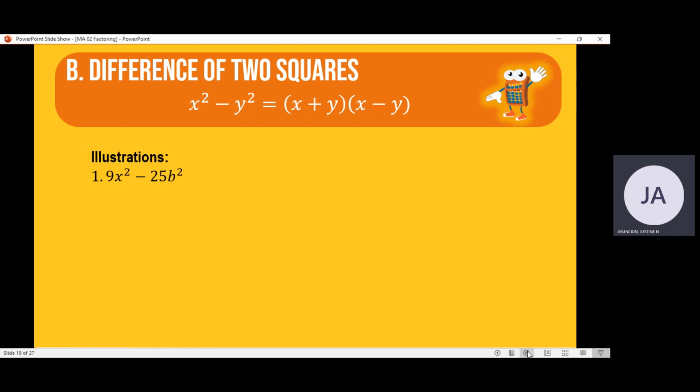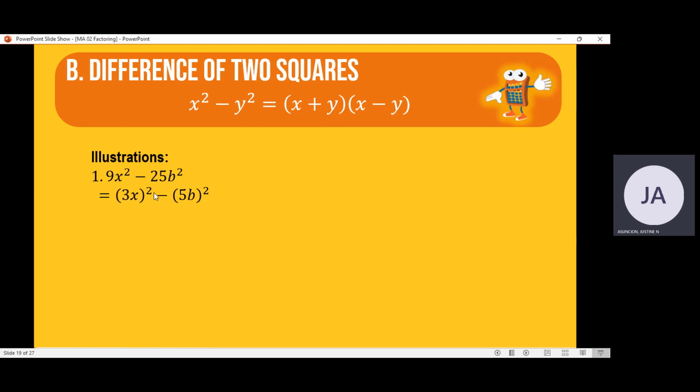For instance, we have here 9x squared minus 25b squared. All we need to do is apply this form to identify the factors. Since we have 9x squared minus 25b squared, we need to identify the first term and the second term here. To have that, we need to get the positive square root of 9x squared and 25b squared.